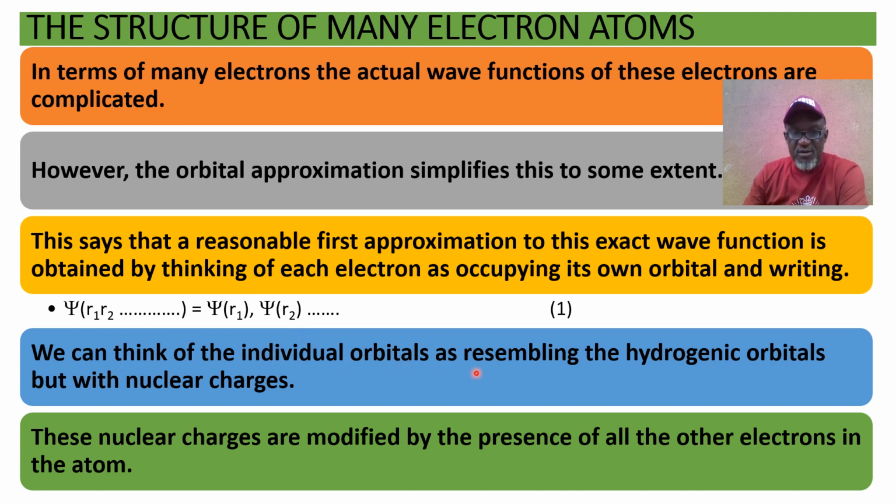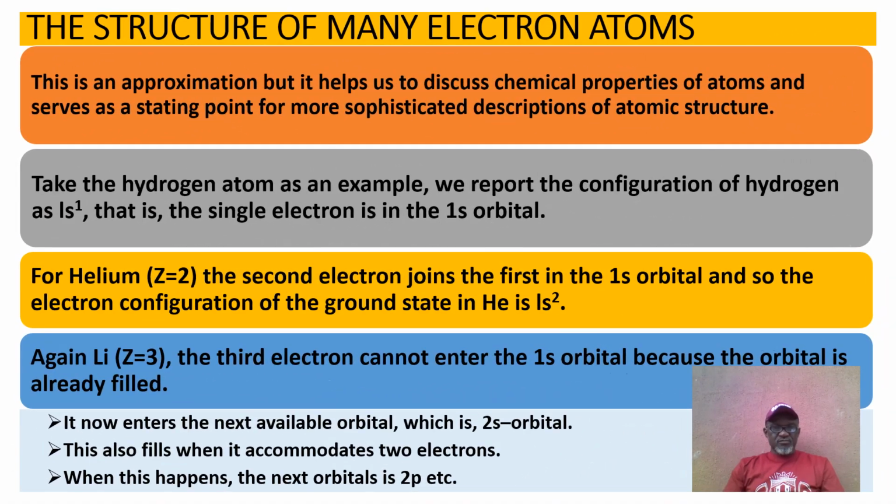We can think of the individual orbitals as resembling the hydrogenic orbitals but with modified nuclear charges. So that means these nuclear charges are modified by the presence of all the other electrons in the atom. This is the approach. It's an approximation actually, but it helps us to discuss chemical properties of atoms and actually helps to make more findings of atomic orbitals.